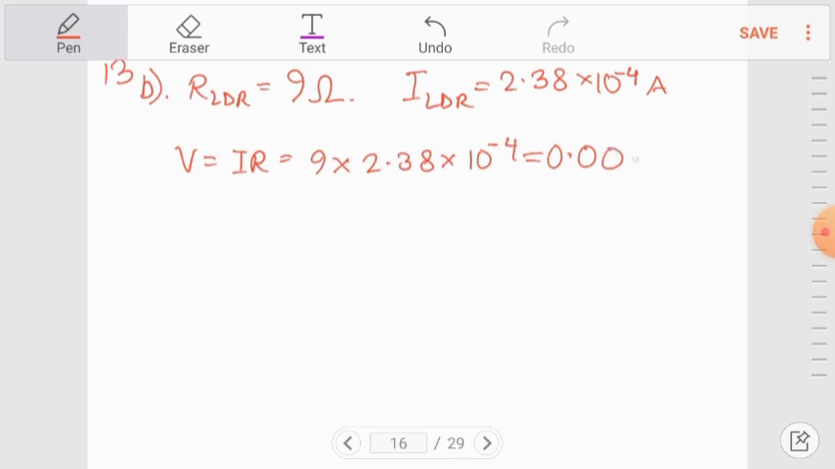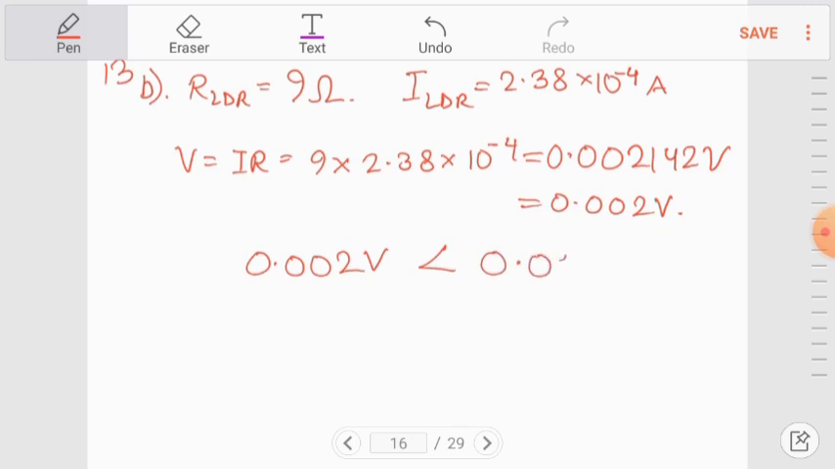and if you calculate it, you get a value of 0.002142 volt, which is almost 0.002 volt. Now it was also stated in the last line of the question that the resolution of the voltmeter was 0.01, and we can see that 0.002 volt is a lot less than 0.01 volt. So the voltage of the LDR when the lights are on is less than the resolution of the voltmeter. So it is obviously not possible for the voltmeter to represent this voltage on its screen.